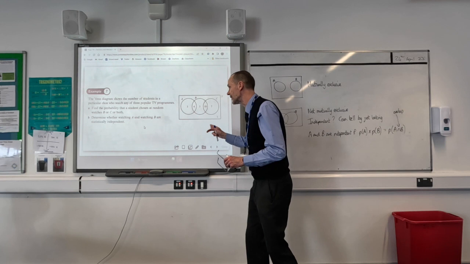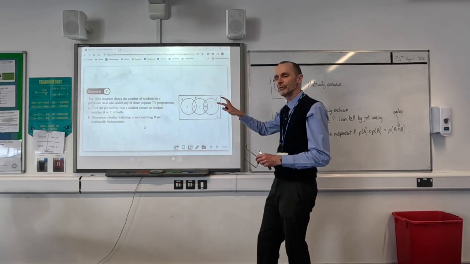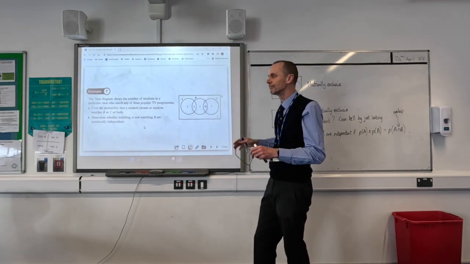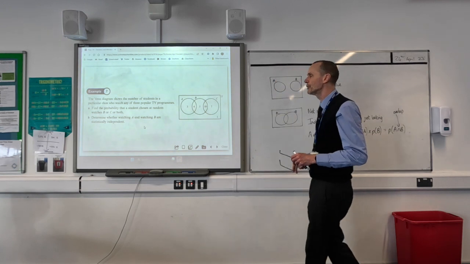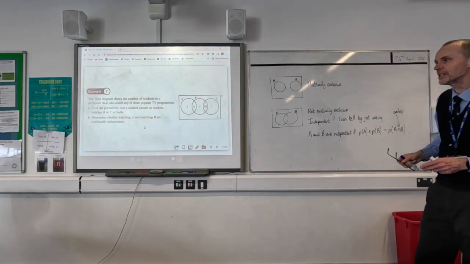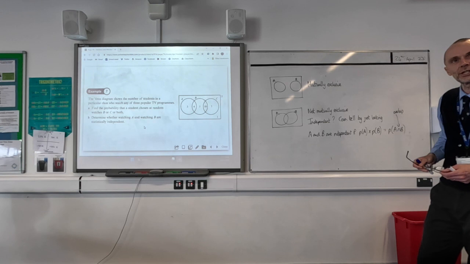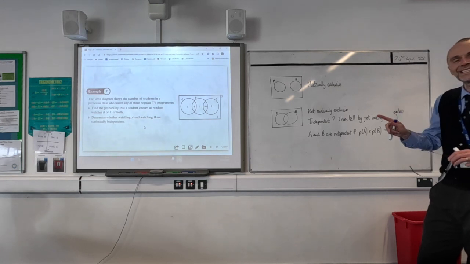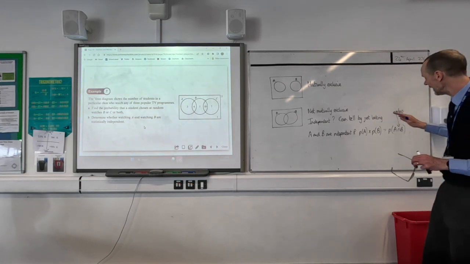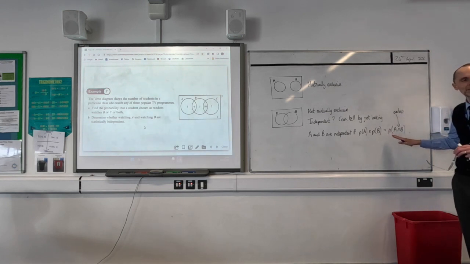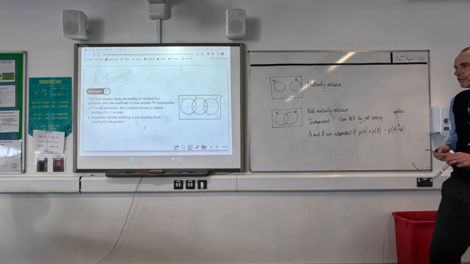So the probability will be how many students we're dealing with out of a total. Okay, so just see if you can have a go at those two questions. You probably need to start by working out how many students there are in total. Part B is the key part. It uses this rule here. So it's our first sort of look at this rule here.